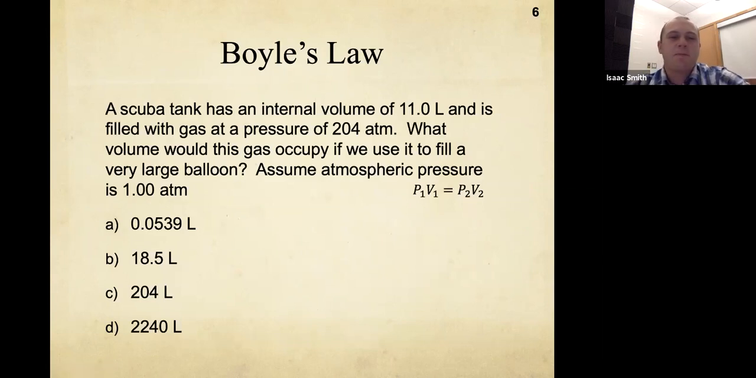Okay, all right, let's try this example. Now, this one, obviously, we know we would use Boyle's law, but I'll still walk you through how I would solve it, even if the problem didn't explicitly say use Boyle's law.